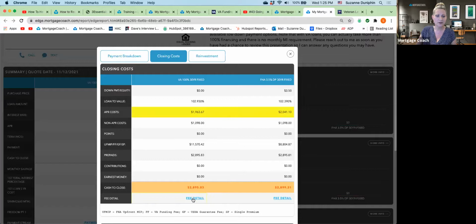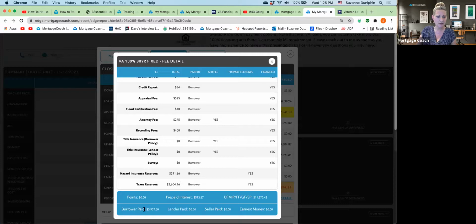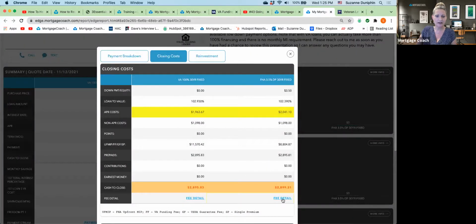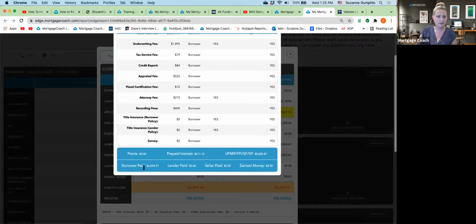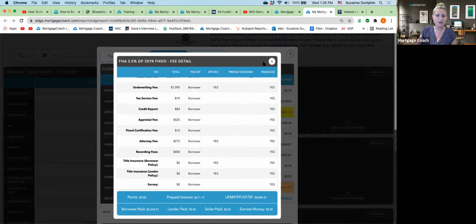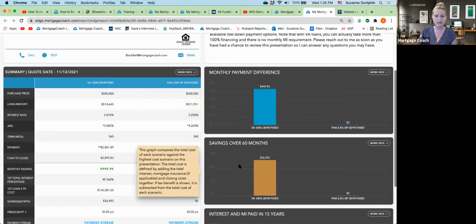If you were to look at the fee detail on the VA product, typically a lot of times the underwriting fee is waived. So you've got borrower paid fees here, and you've got that funding fee here. On the FHA, if you go to fee detail, you can see the borrower paid fees, the upfront MIP. Still, you want to make sure that you're showing your borrower over time the savings on a monthly basis, the savings over that short-term analysis.